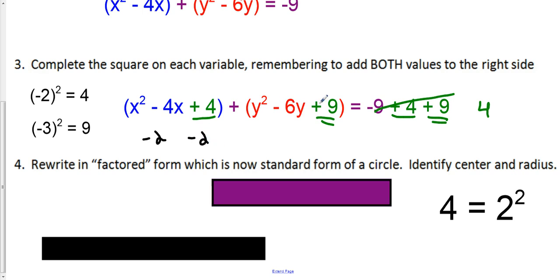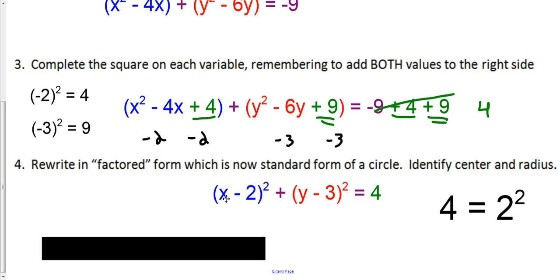Over here I'm thinking, what two numbers are going to multiply to positive 9 and add to negative 6? That's going to be negative 3 and negative 3. So when I put those into factored form, this would be x minus 2, squared, plus y minus 3 squared, because I have minus 3 and minus 3, and this 4 goes right here.